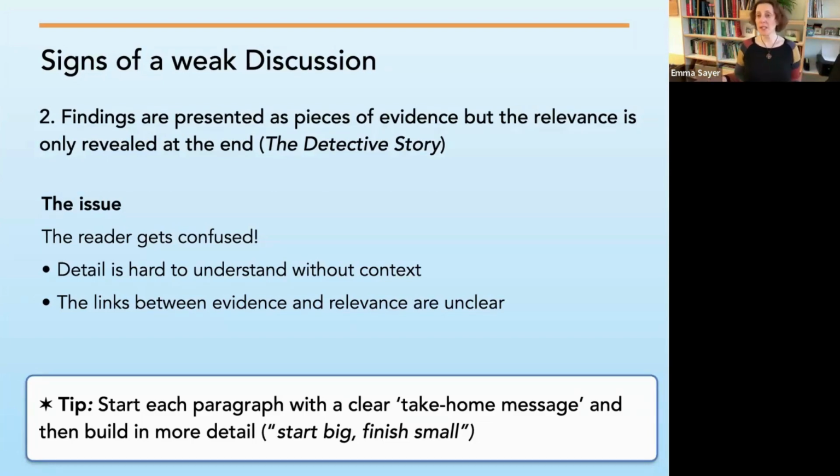And of course, you can repeat it at the end, but by giving this topic sentence that is a take-home message about the results, and then building in the detail and providing the evidence for that statement, you've given the reader context and you're helping them follow your line of reasoning. So again, start big, finish small. And at the end, if you want, you can write a concluding sentence that hammers that message home.